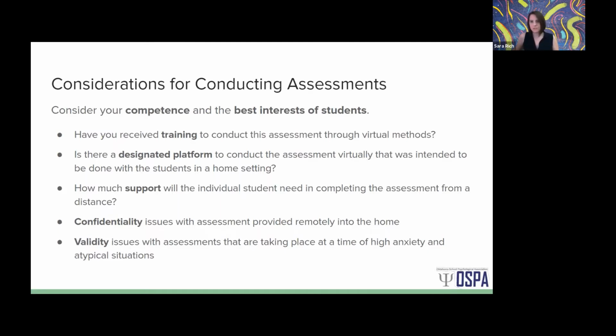And finally, I really want you to consider, what's the validity of doing this? When we do an assessment, we should be asking, what is the purpose of collecting this data and how will it apply to my decision making and my recommendations for this child? This right now is a high anxiety situation. Across the world, people are experiencing anxiety, and I don't think there's anyone really in normal mode. So it's unlikely that any data you collect at this moment will truly be representative of the student's functioning within the typical classroom environment.